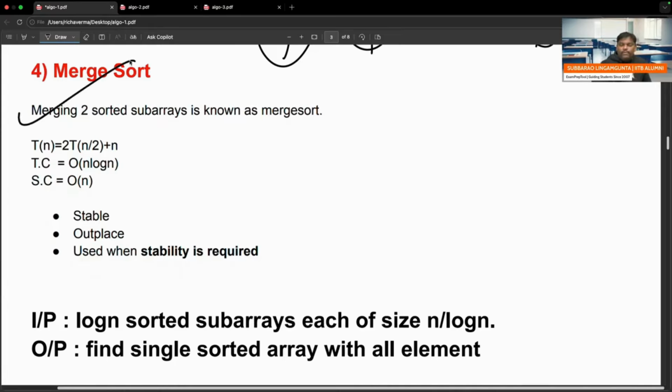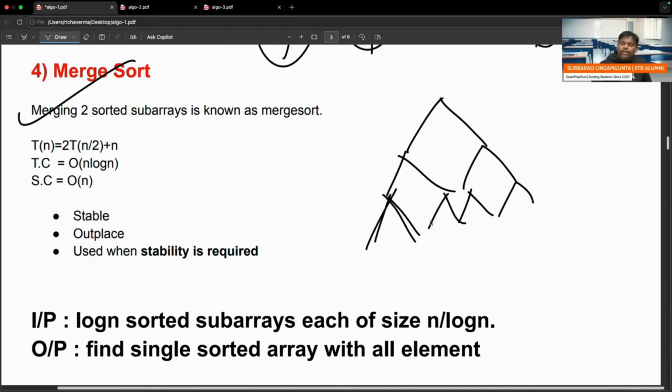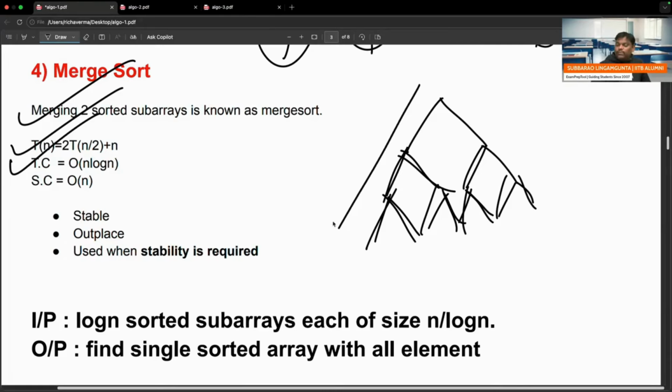So for the recurrence relation, you will divide into two parts like this. When you are combining, every time it takes n time. So it is going to be T(n) = 2T(n/2) + n. If you solve this using master theorem, substitution method or recursion tree method, you get n log n. For space complexity, the stack takes only log n, but while merging you will take an extra array, which is order of n. So log n plus n is going to be n.